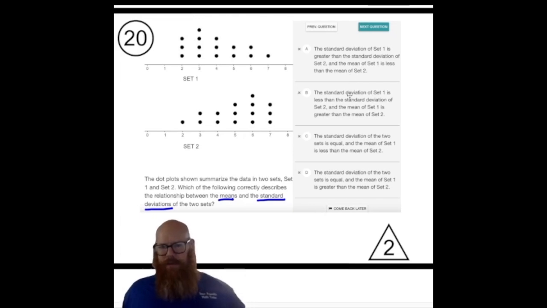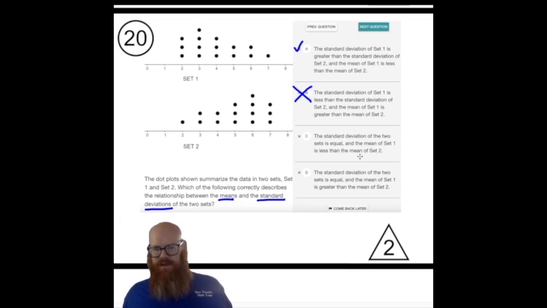So if we look at how the means are related, it says set 1 is less than set 2, so that makes sense for now. Here, the mean of set 1 is greater. That doesn't make any sense. The mean of set 1 is less than. Okay, so that still makes sense. And the mean of set 1 is greater than. So I get rid of those.